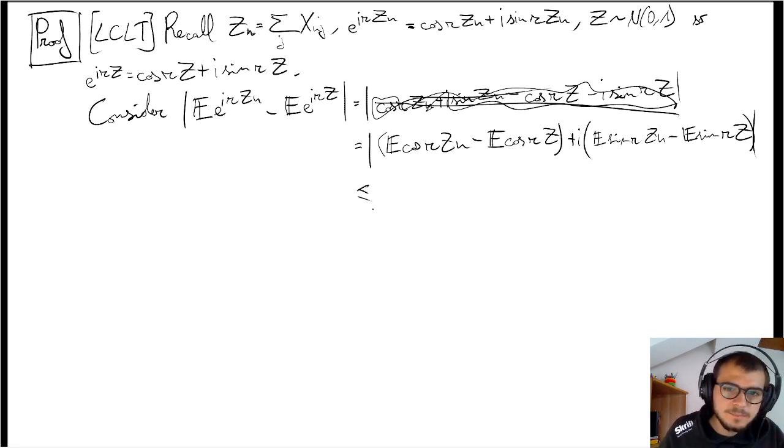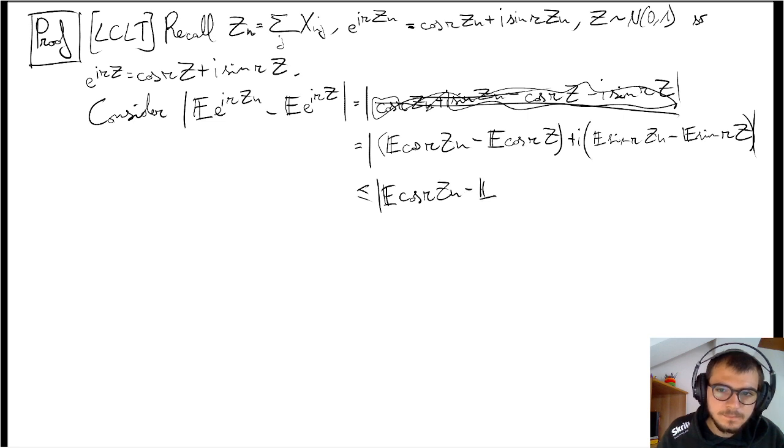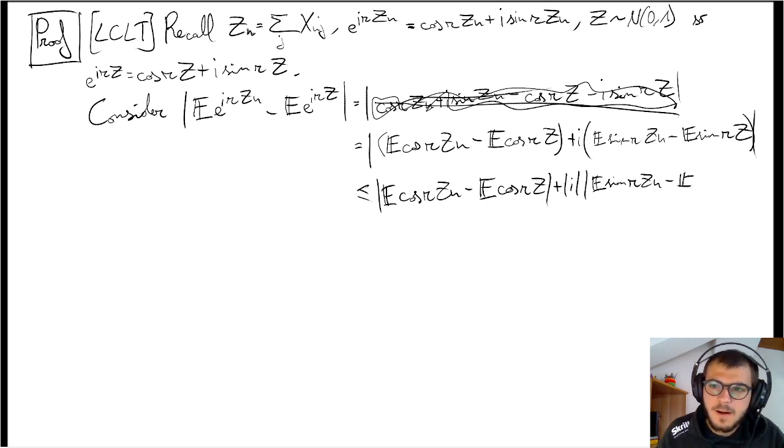This is bounded by the absolute value. So the trick here is that we take some things out, I think. Plus i in absolute value, which multiplies the expectation of the sine r theta n minus the expectation of sine rZ.